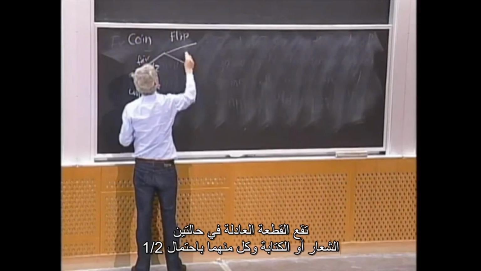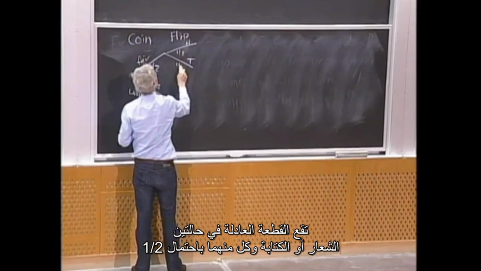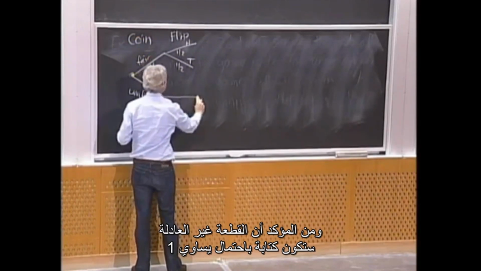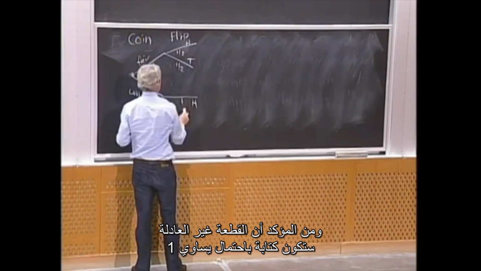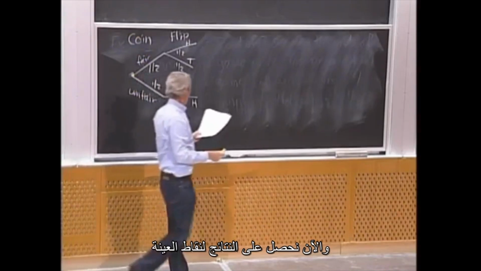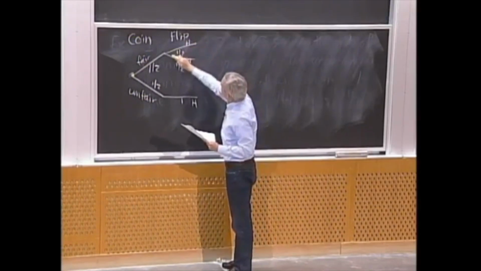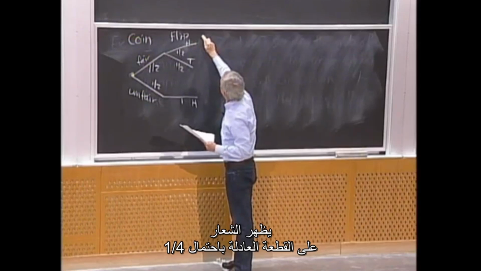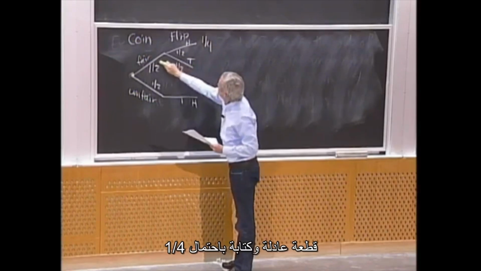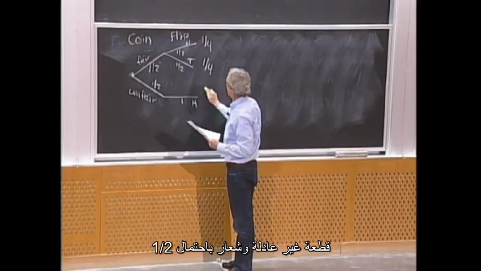The fair coin is equally likely to be heads or tails, each with a half. The unfair coin, guaranteed to be heads, probability 1. Now we get the sample point outcomes. It's fair and heads with probability a quarter. Fair and tails, probability a quarter. Unfair and heads, probability 1/2.